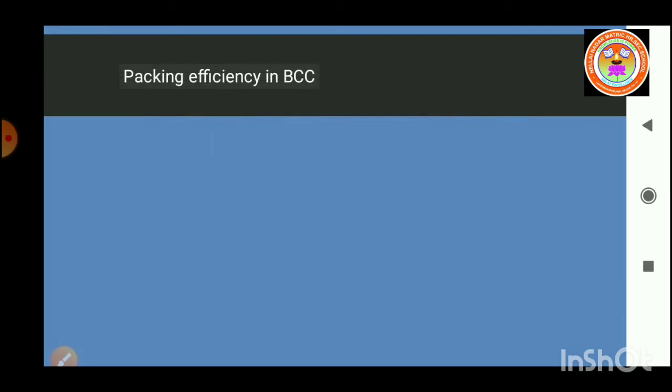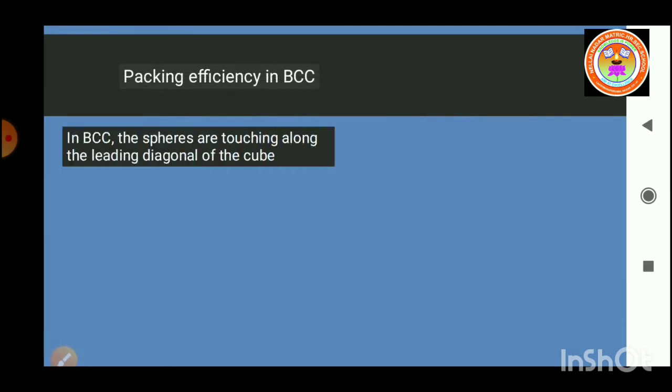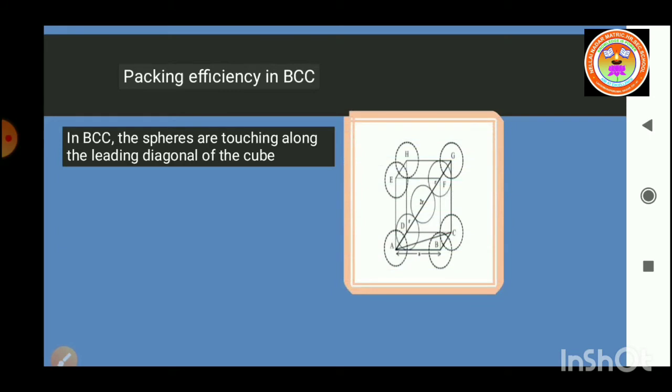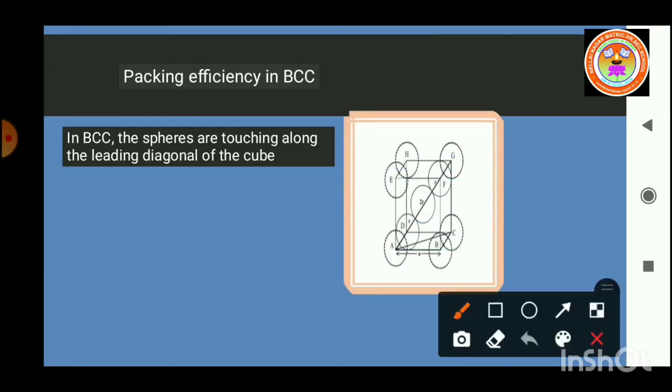The next one is packing efficiency in body centered cubic. Already we know that in BCC the spheres are touching along the leading diagonal of the cube, isn't it? So see the diagram of BCC. I think this diagram is easy to draw. Please note down this diagram in your book. So see here, this is the body centered cubic unit cell.